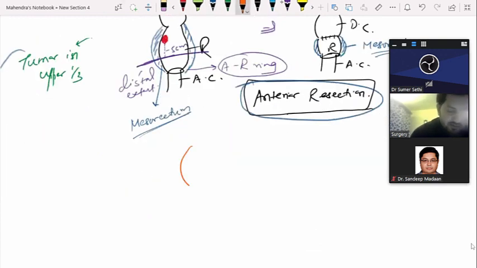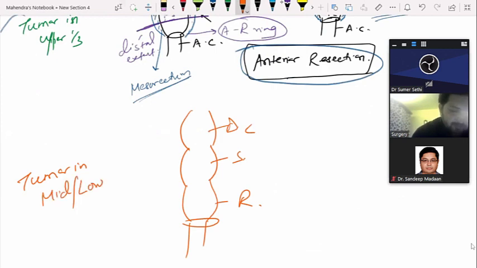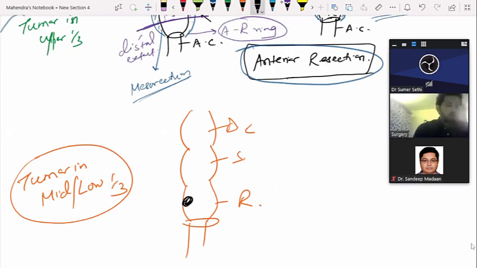Now let's see. Suppose descending, sigmoid, rectum, tumor in the middle or lower. So suppose here. Okay, and one very important thing is whenever we take this, this will be the proximal margin.